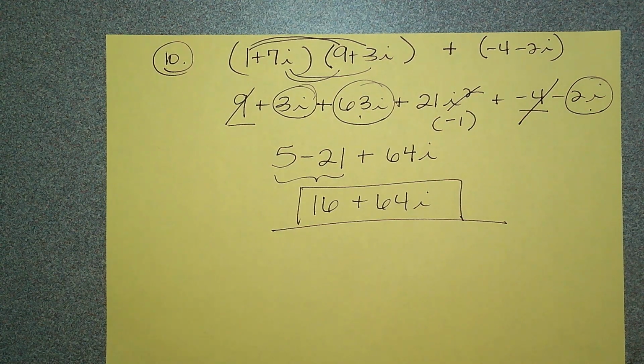Complex conjugates. Two complex numbers in the form a plus bi and a minus bi are called complex conjugates. The product of two conjugates is always a real number. That means you won't have an i in your answer because those i's are going to cancel out.